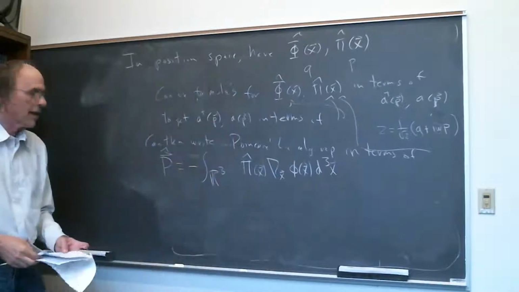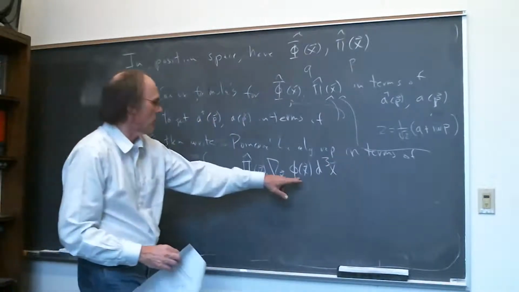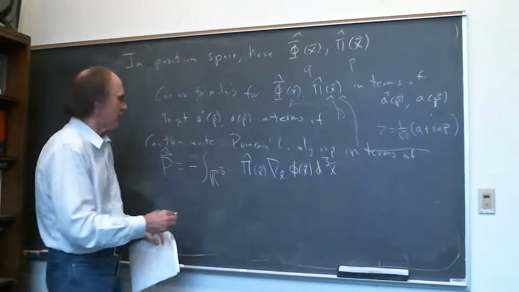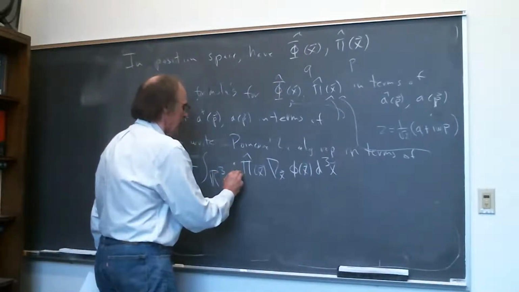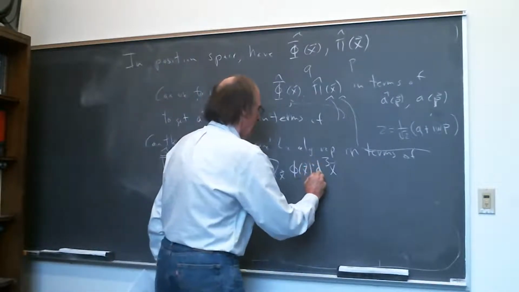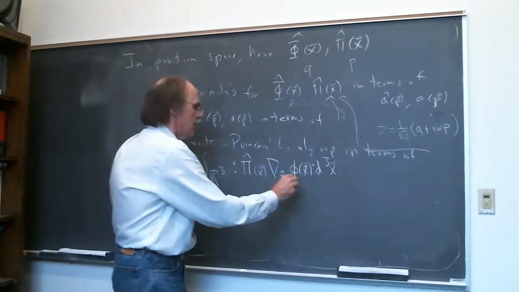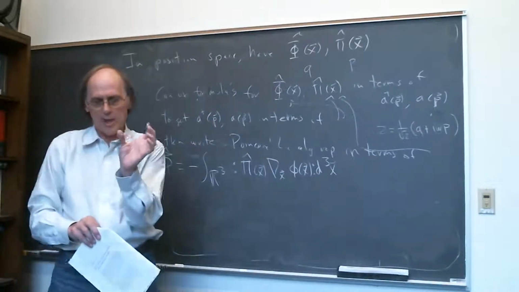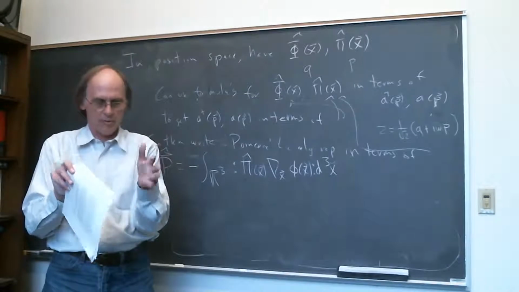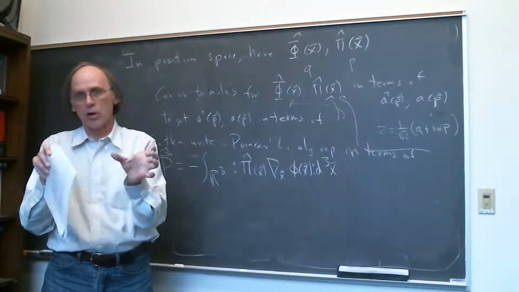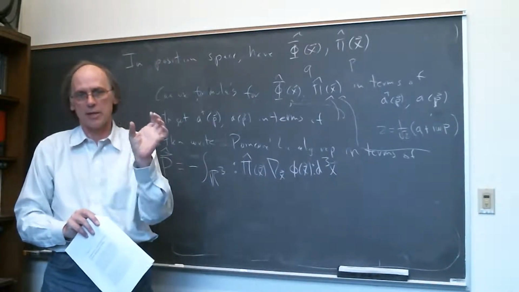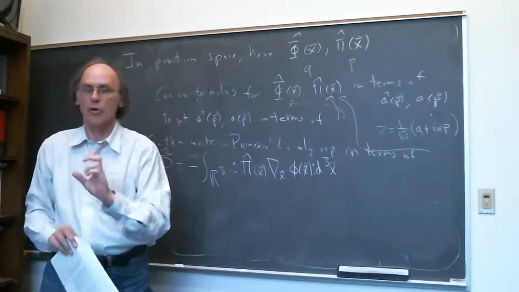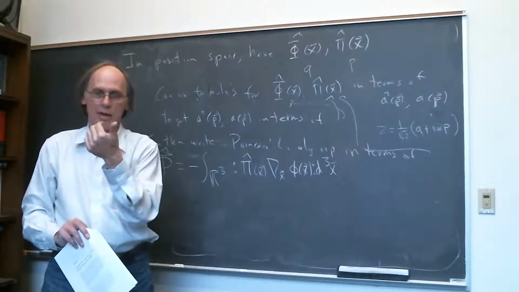And the one thing you have to watch out for, if you're working with these variables instead of the A and A daggers, is that you have to normal order. The formulas that I wrote down before were written always assuming that I was looking for a normal ordered operator, and that was designed to deal with the possible operator ordering problems that you get in these quadratic things properly.